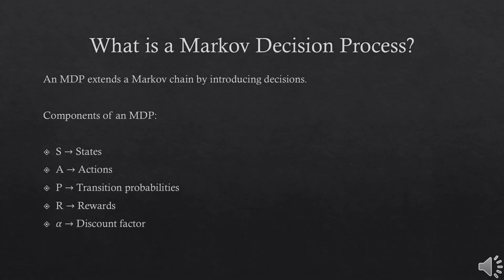A Markov decision process, or MDP, extends a Markov chain by introducing decisions. In addition to states and transition probabilities, we now have actions and rewards. At each state, a decision maker chooses an action. That action influences both the reward received immediately and the probabilities of future transitions. The discount factor represents how future rewards are valued compared to current rewards. The goal is to find a policy that maximizes the total expected discounted reward over time.